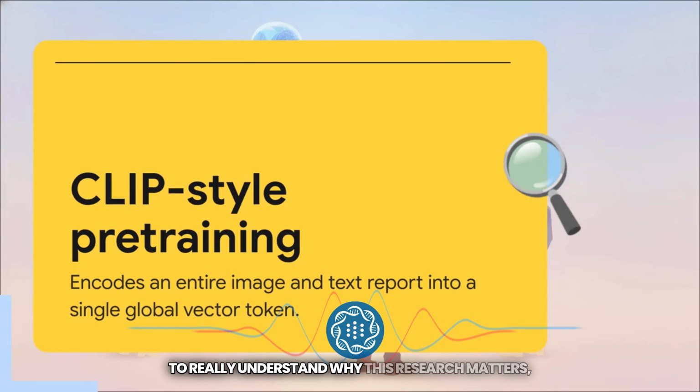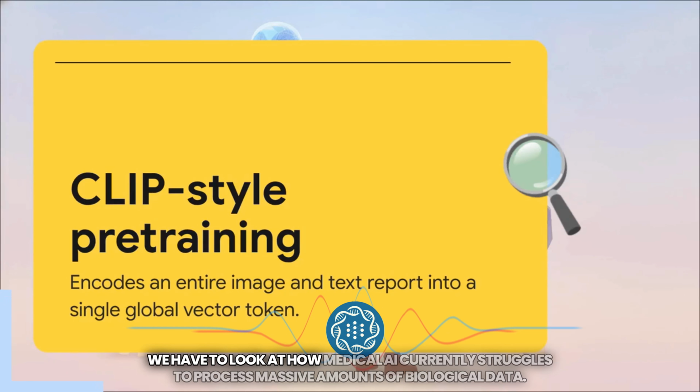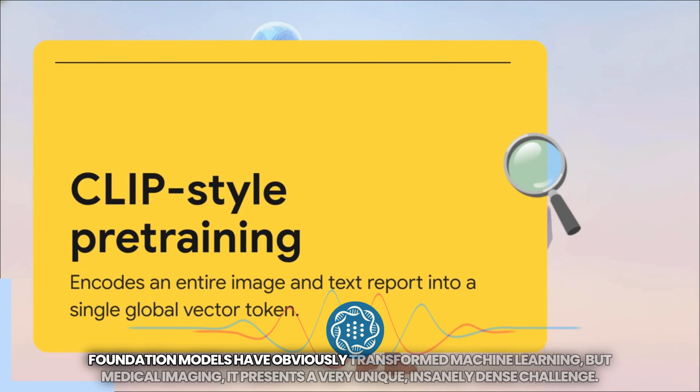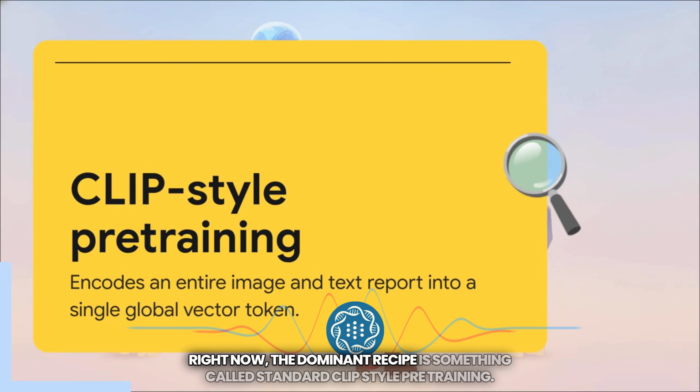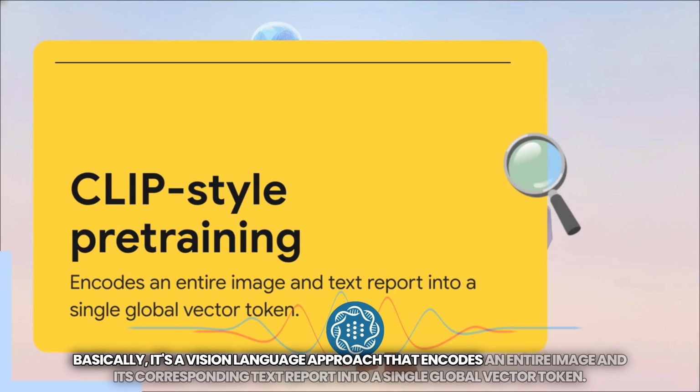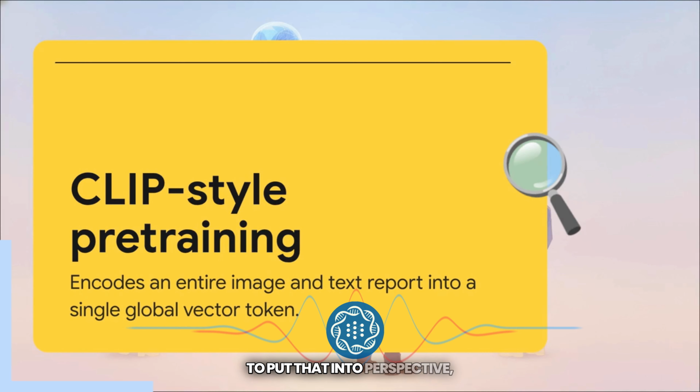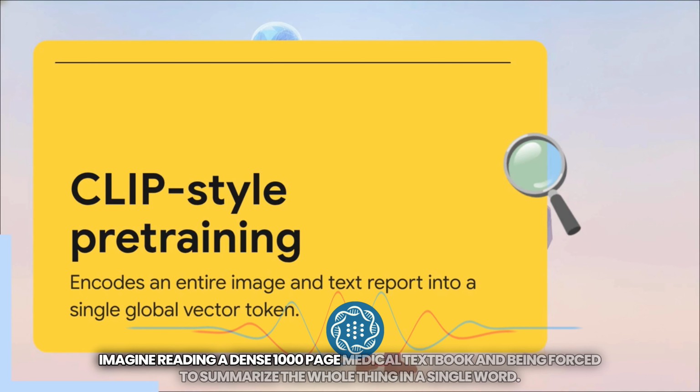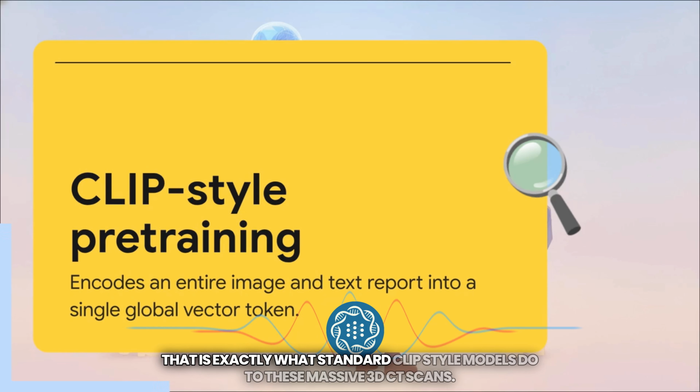To really understand why this research matters, we kind of have to look at how medical AI currently struggles to process massive amounts of biological data. Foundation models have obviously transformed machine learning, but medical imaging? It presents a very unique, insanely dense challenge. Right now, the dominant recipe is something called standard clip-style pre-training. Basically, it's a vision-language approach that encodes an entire image and its corresponding text report into a single global vector token. To put that into perspective, imagine reading a dense 1,000-page medical textbook and being forced to summarize the whole thing in a single word.